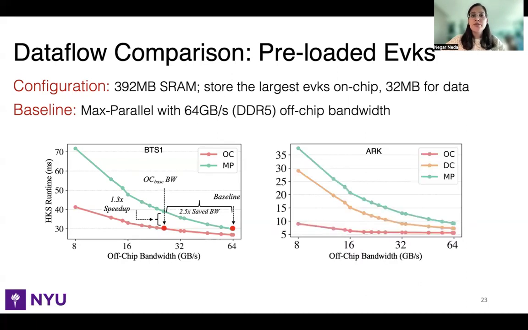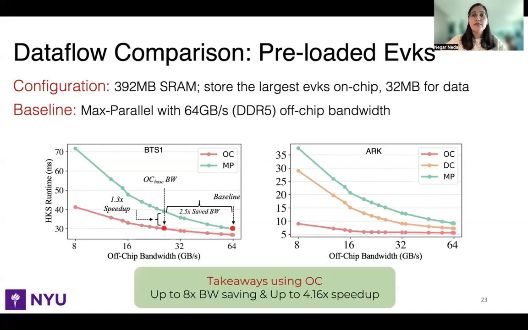We do these evaluations on all of the benchmarks that we have, and the result is that we can save up to 8 times bandwidth and get up to 4 times speedup by using output-centric. We get these numbers from ARC, and the reason is that ARC had more digits compared to the rest of the benchmarks, and as you have more digits, you're generating more intermediate data, you require more data movement, and the result is that as we have more digits, output-centric will benefit more compared to max parallel.